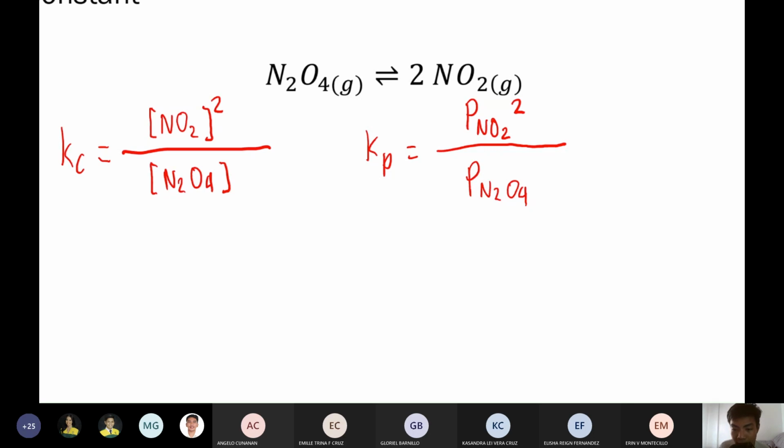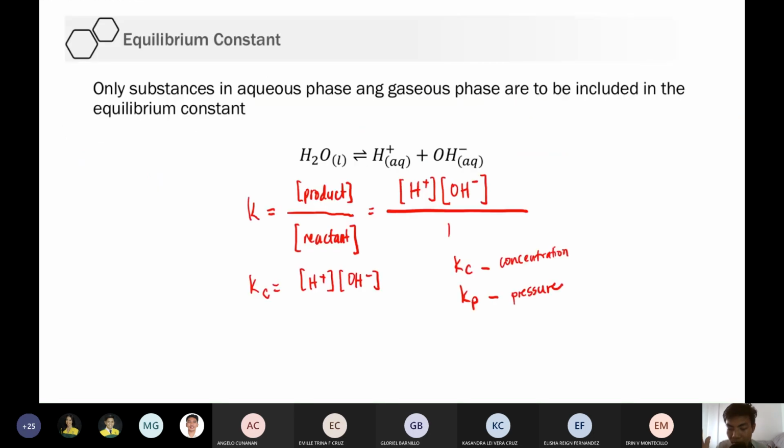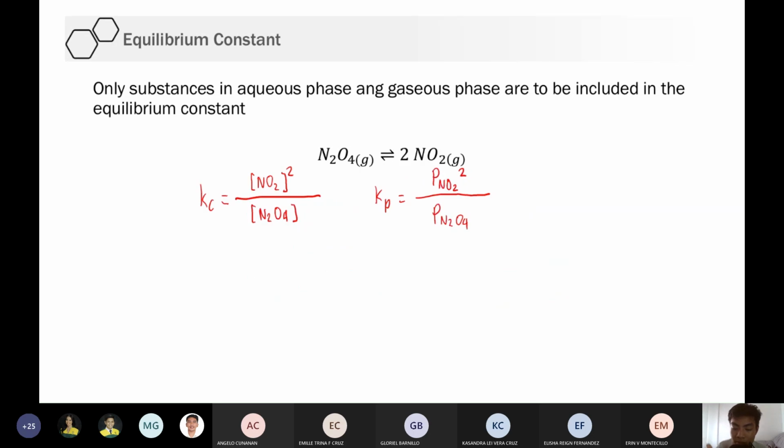Pag gases, may Kc ka, may Kp ka. Also, magkaiba yung values nila. So, iba yung value ng Kc sa value ng Kp. But there is an equation that relates the two using gas laws. Okay? So, yan. Pag aqueous, Kc lang meron. Kapag gaseous, may Kc ka, may Kp ka rin.